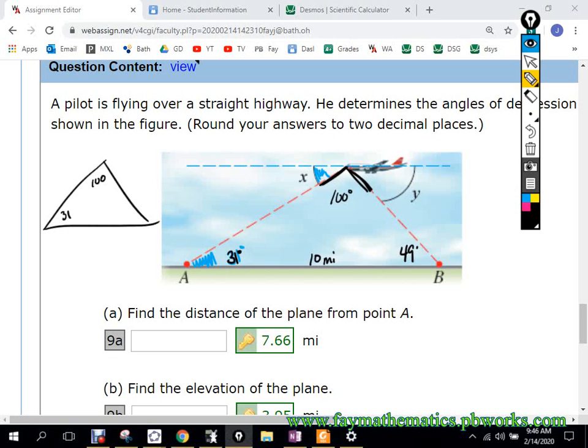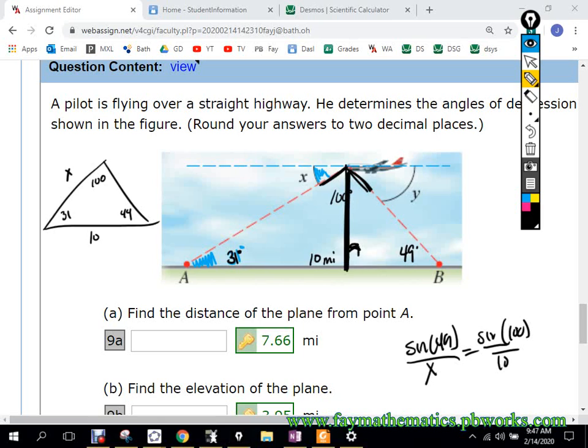31, 100, 49, 10. The first part here is to find X, right? Can I say sine of 49 over X equals sine of 100 over 10? Okay. The second question asks you to find that distance.